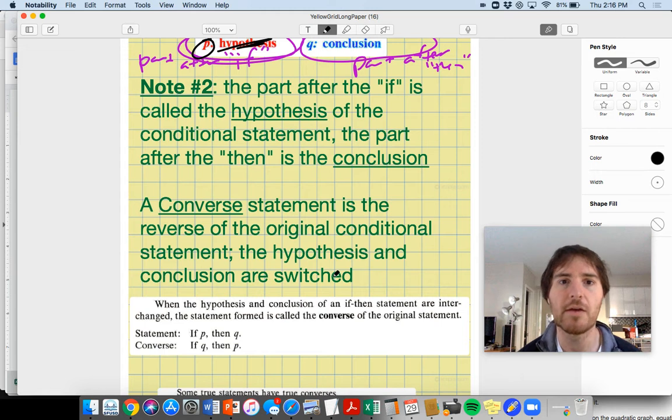All right, note number 2: the part after the if is called the hypothesis, you already said that, of the conditional statement. The part after the then is the conclusion.